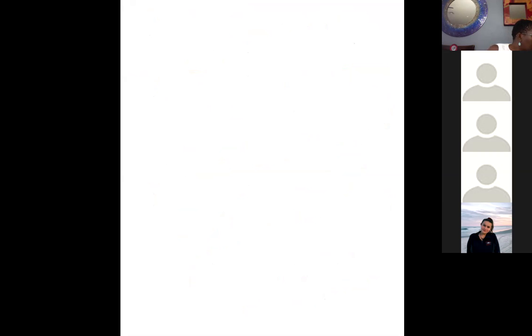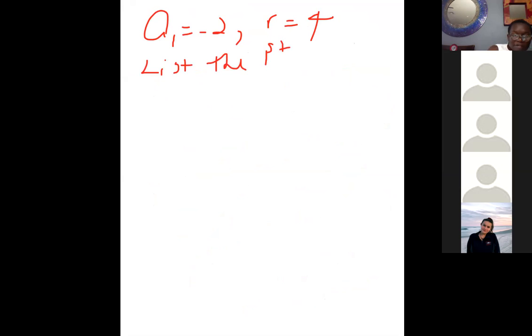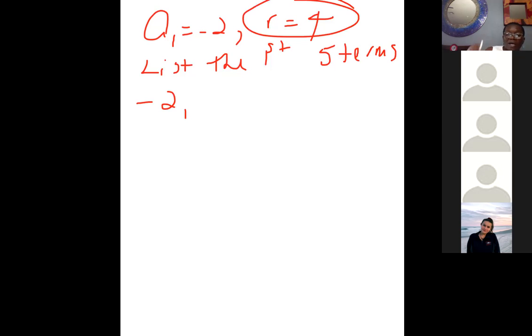Okay, so here we go. Let me go ahead and do an easy one. a1 is -2, and then r is 4. I want you to list the first, let's say, 5 terms. List the first 5 terms. We have the first term already. That's -2. We know the common ratio is 4. That's the number we multiply each term by to get to the next one.